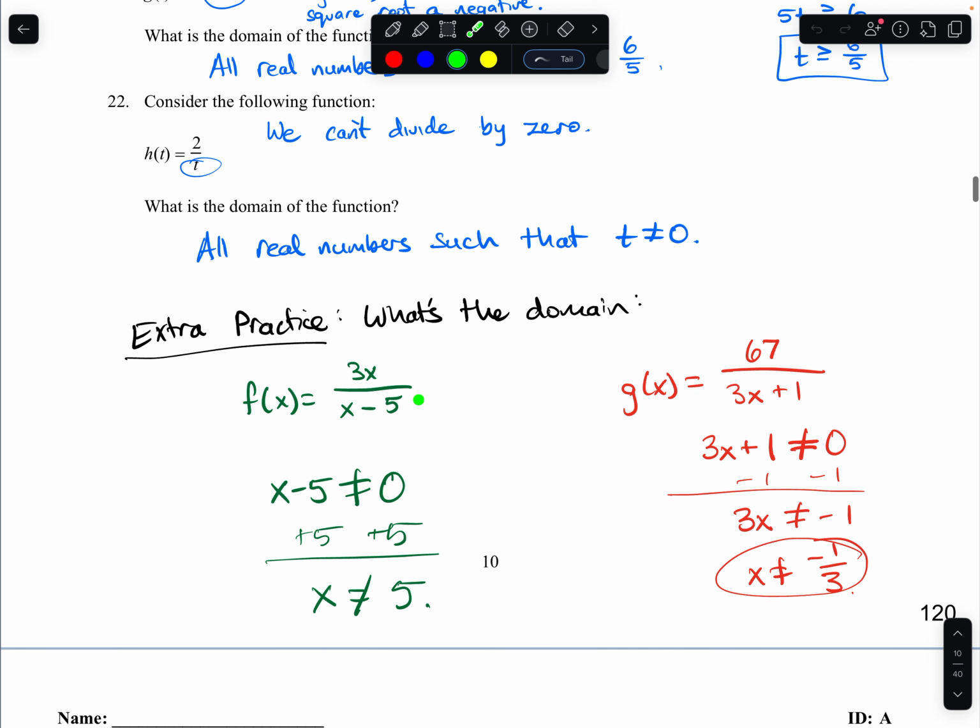Here we go. So the denominator is x minus 5. Just write the whole denominator and say it does not equal 0, and then solve for the variable. I could add 5 to both sides and get that x cannot equal 5. Or for g, I could set the denominator equal to 0, or not equal to 0, I guess. Subtract 1 from both sides, I'll get 3x cannot be negative 1. If I divide both sides of this by 3, I'll be left with x cannot equal negative 1/3.